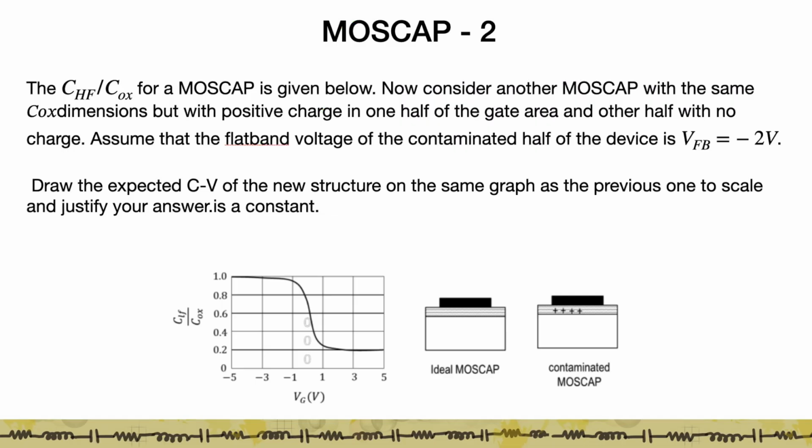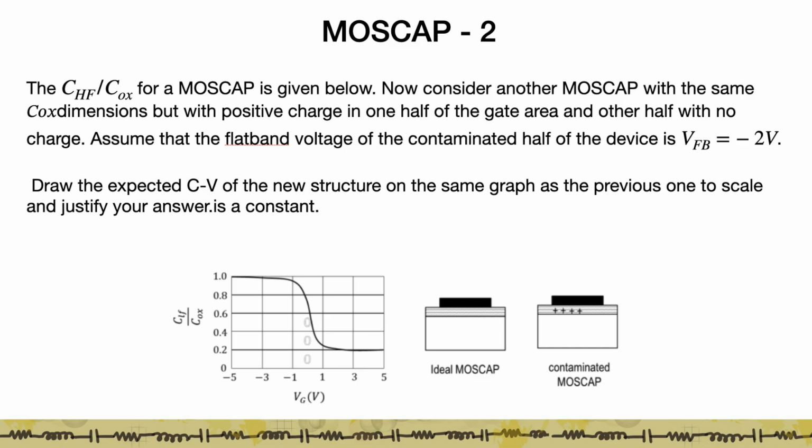The C/Cox versus voltage for a MOS cap is given below. Now consider another MOS cap with the same Cox and dimensions, but with positive charge in one half of the gate and the other half with no charge. Assume that the flat band voltage of the contaminated half of the device, VFB, is -2. Now draw the expected CV of the new structure on the same graph, right?